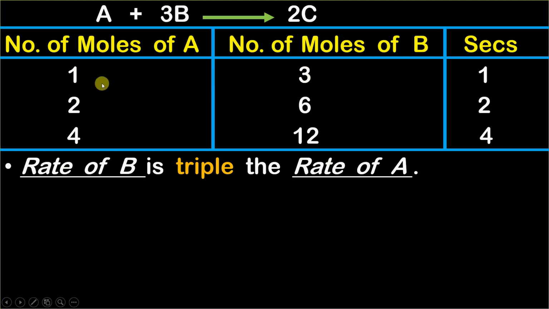For 2 moles of A, 2 into 3, 6 moles of B are getting consumed. For 4 moles of A, 4 into 3, 12 moles of B are getting consumed. So the rate of B is triple the rate of A.